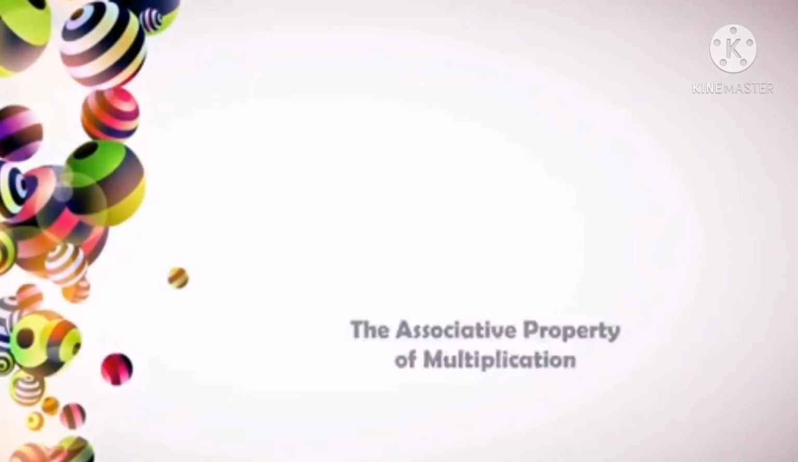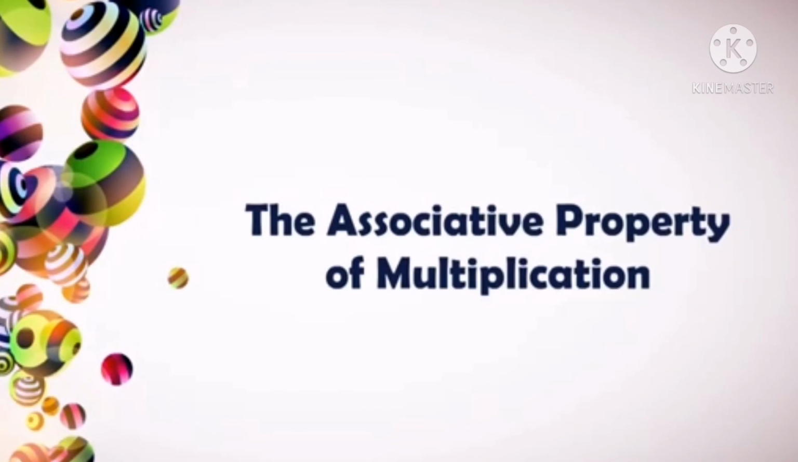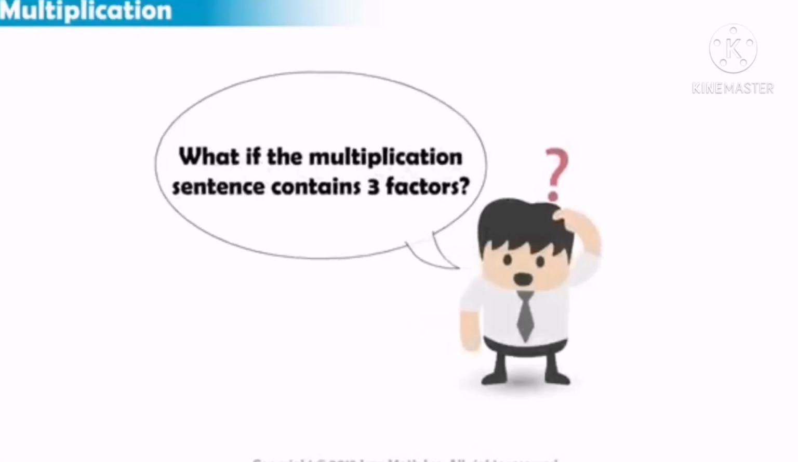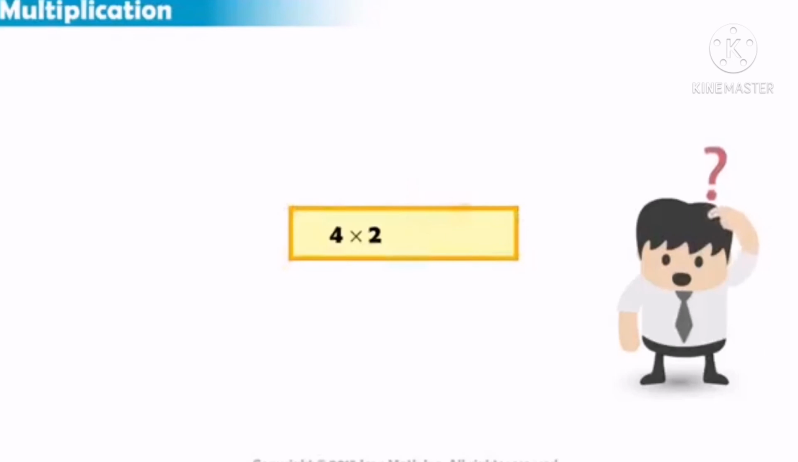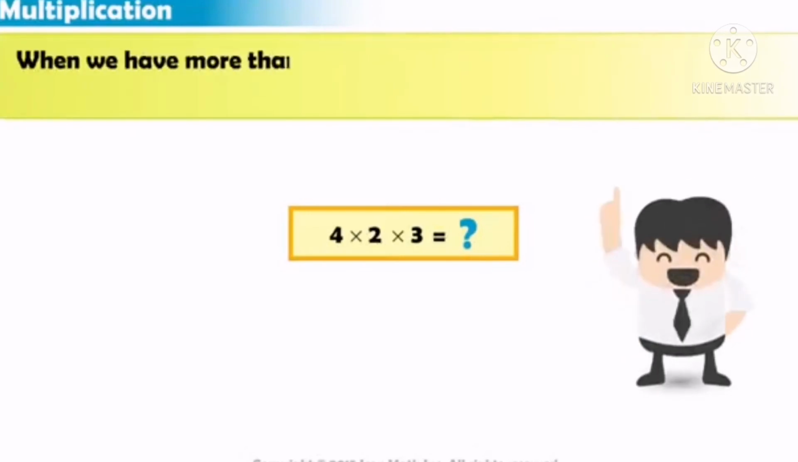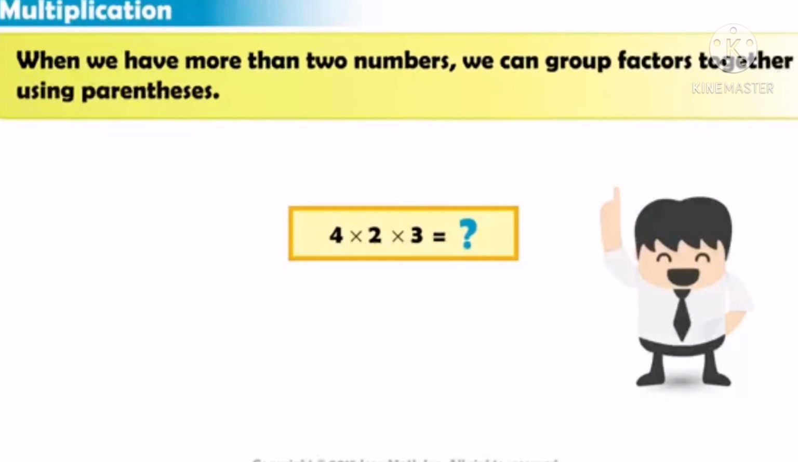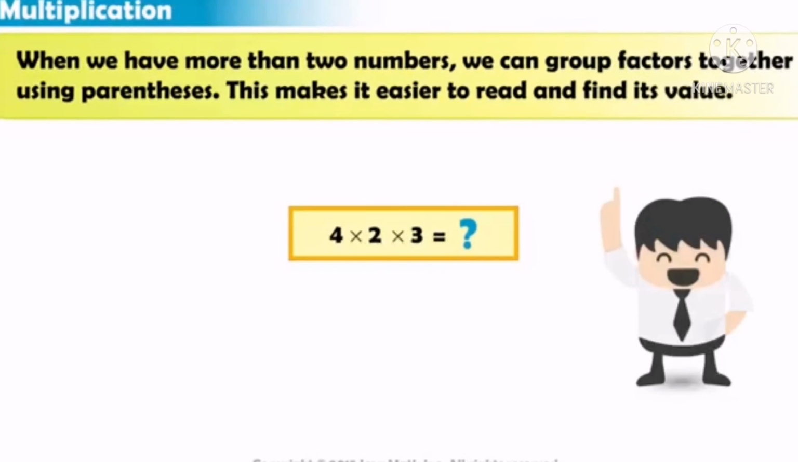Now let's go to the associative property of multiplication. What if the multiplication sentence contains 3 factors? Let's give an example. What do you think is the product of 4 times 2 times 3? Remember, when we have more than 2 numbers, we can group factors together using parentheses. This makes it easier to read and find its value.